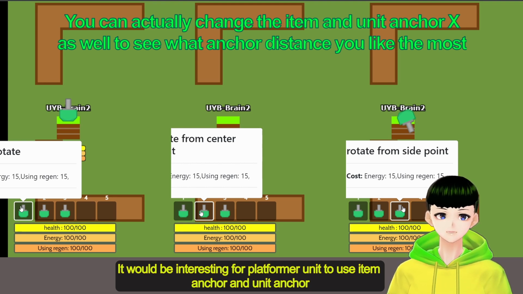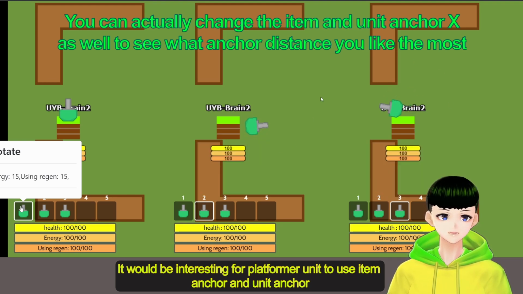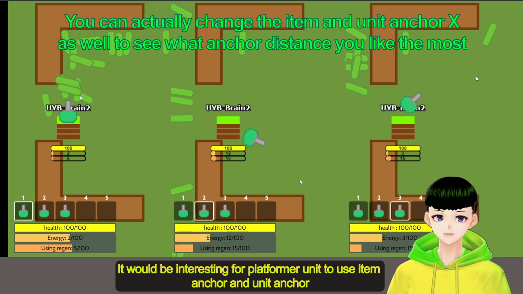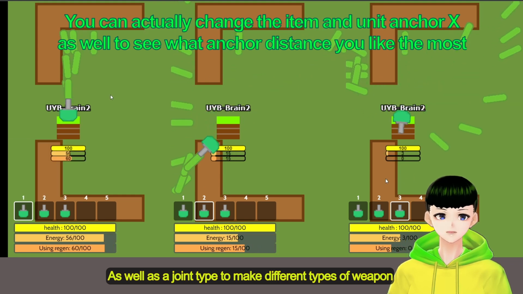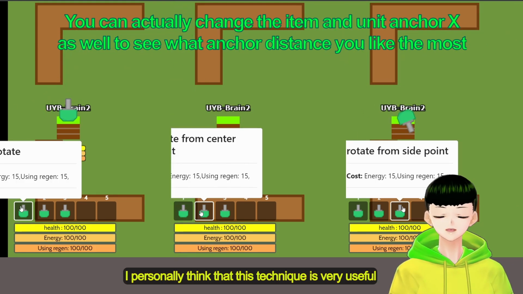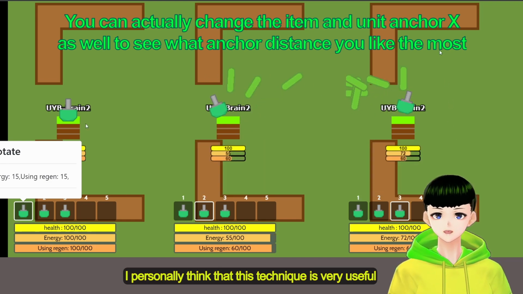It would be interesting for platformer unit to use item anchor and unit anchor as well as a joint type to make different types of weapon. I personally think that this technique is very useful.